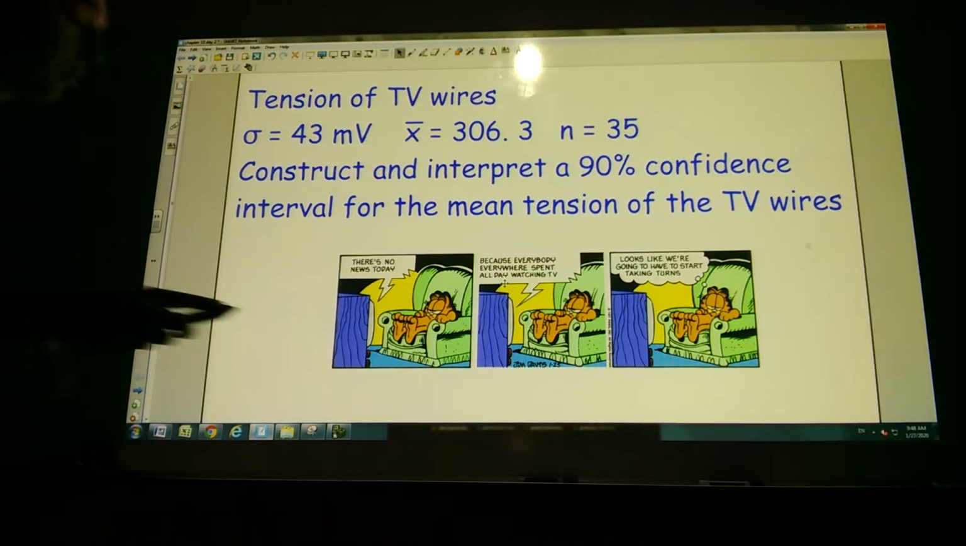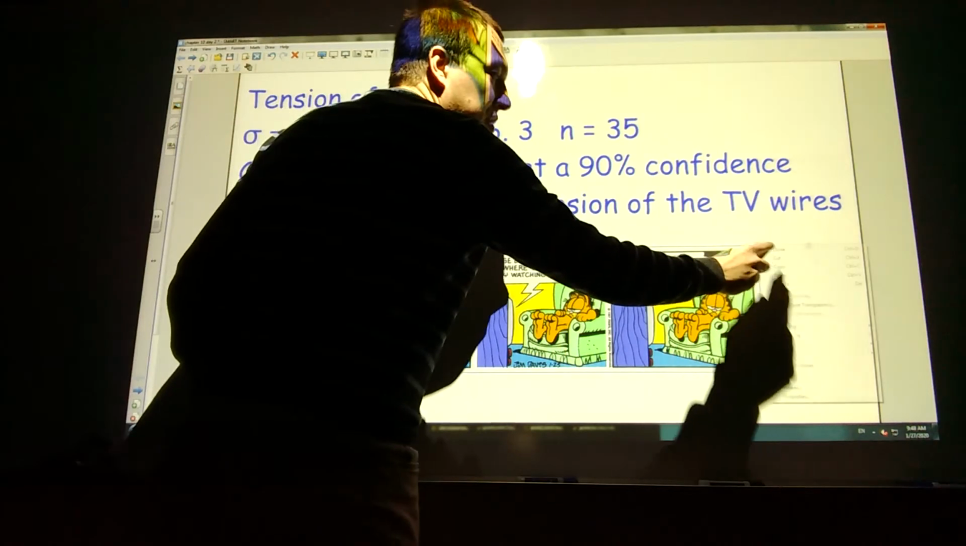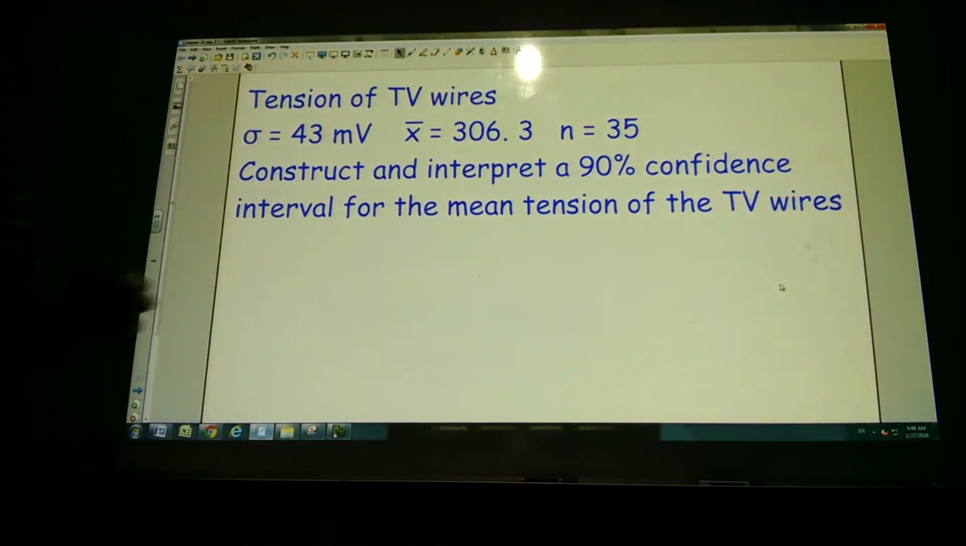All right, so I'm going to get rid of the comic and delve into what a confidence interval looks like. There are 4 steps, and we are going to use these 4 steps for lots of things this semester. So this is the problem.